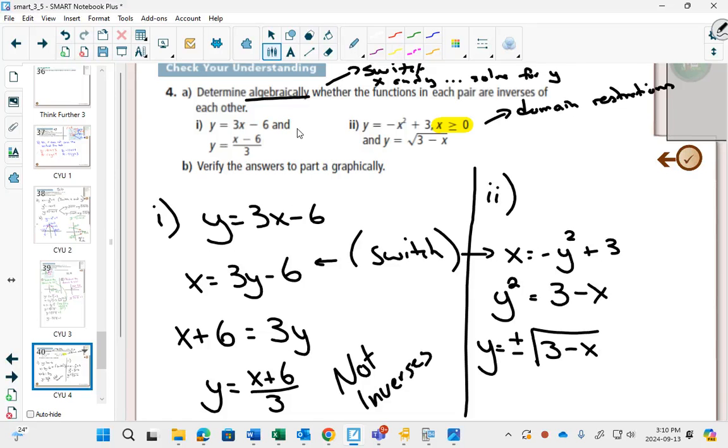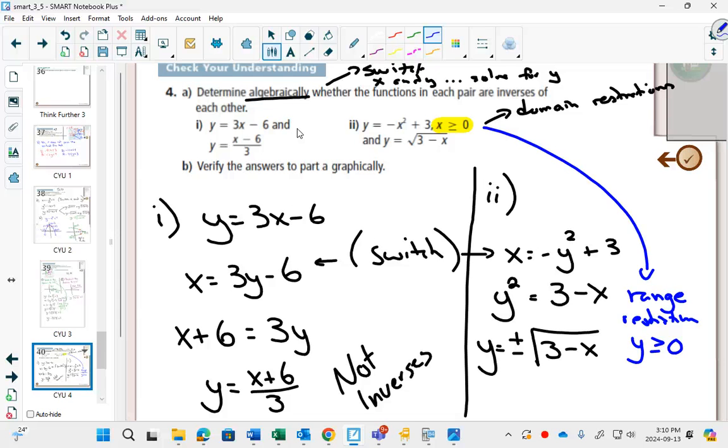I have to find out, how do I know if it should be the plus or the minus based on the domain restriction? Again, everything switches. So this domain restriction becomes a range restriction on the inverse that y has to be bigger than or equal to 0. And now it almost becomes obvious. Should it be the plus or the minus if it has to be bigger than 0?